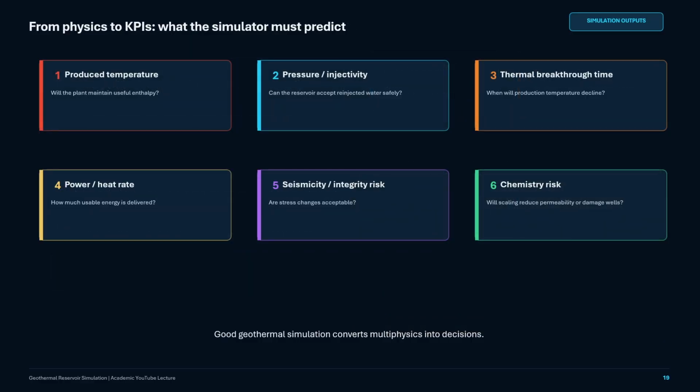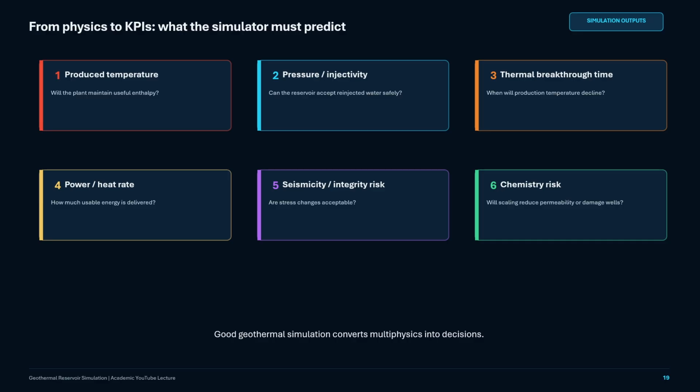The simulator is useful only if it predicts the right performance indicators. For geothermal systems, key outputs include produced temperature, pressure and injectivity, steam fraction or enthalpy, thermal breakthrough time, power generation or heat delivery, and risk indicators such as induced seismicity or subsidence. These outputs connect physics to decisions.